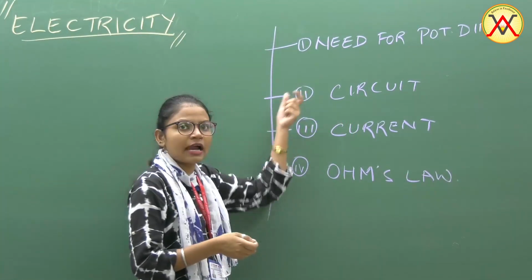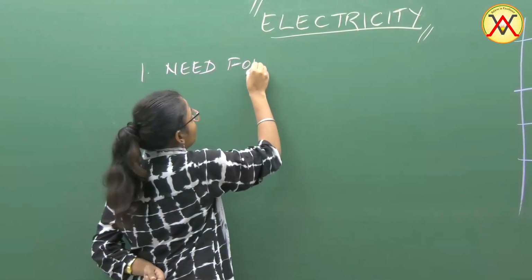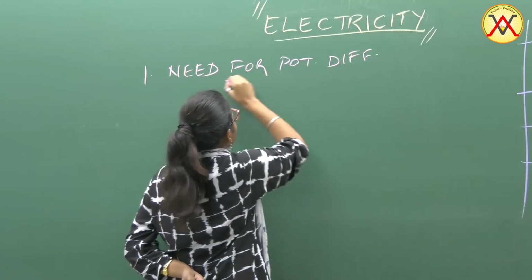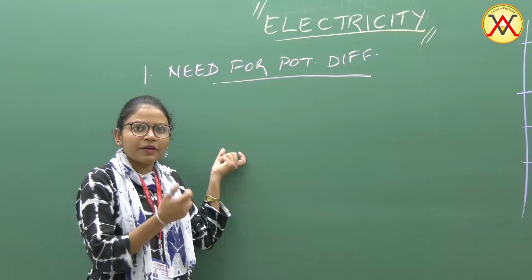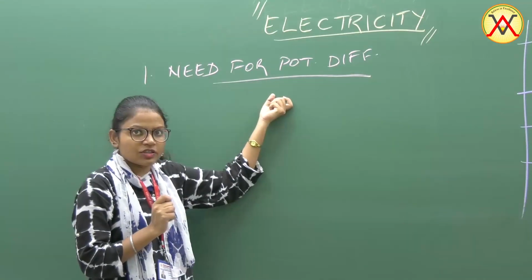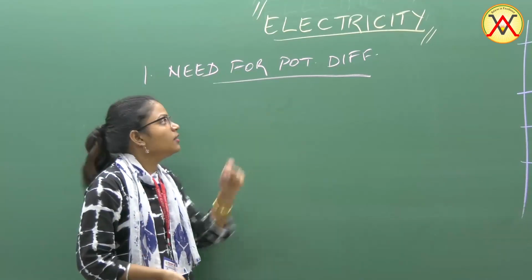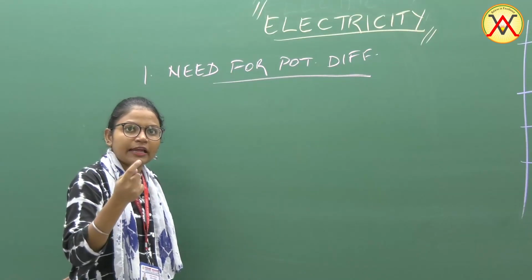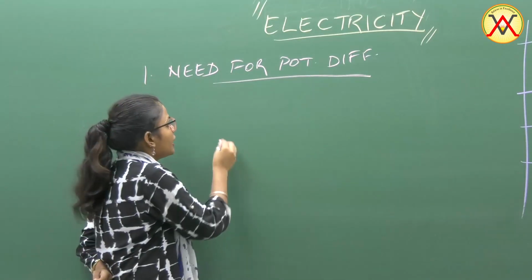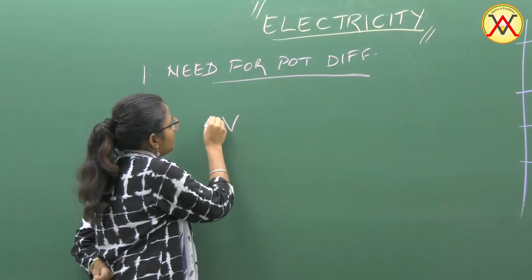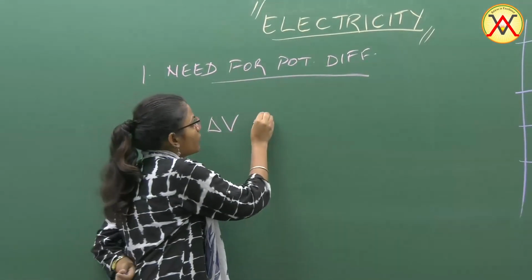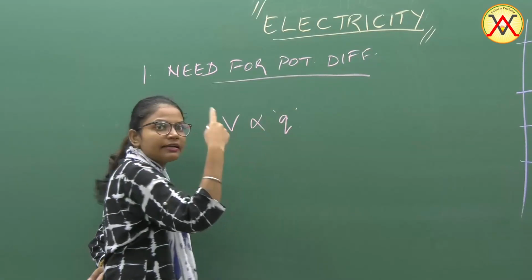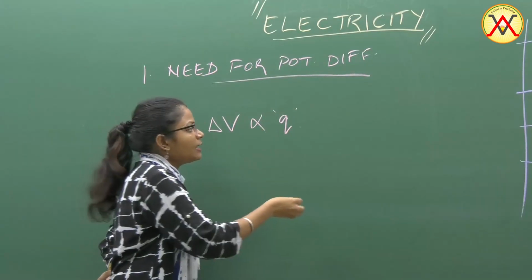Okay, let's start one by one. Need for potential difference. In the previous lecture we have studied about potential and the potential difference, right? Now whenever we speak about the potential difference of any charged body, we are linking our potential difference, let's say delta V, with the charge on that body. This charge is not that external charge, this charge is the charge on that body.